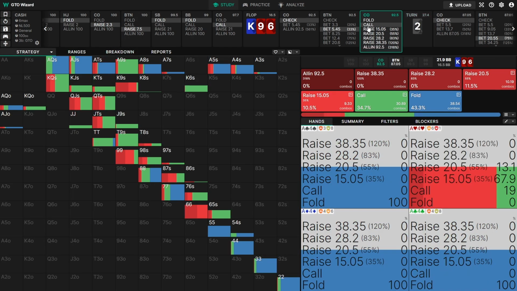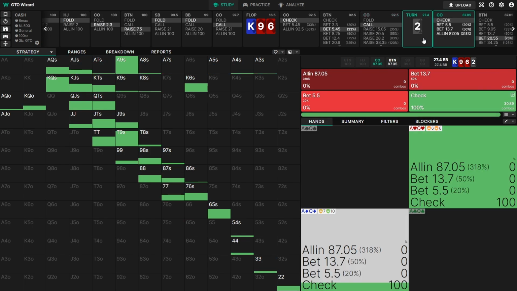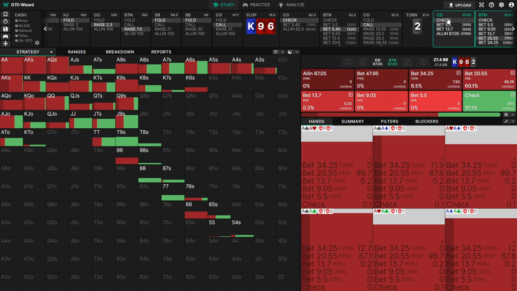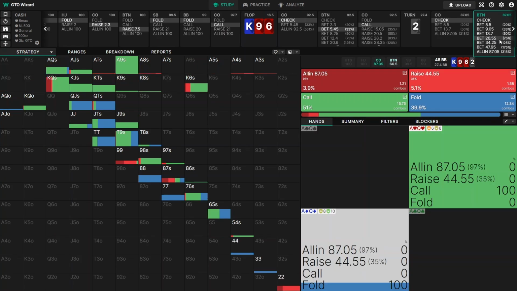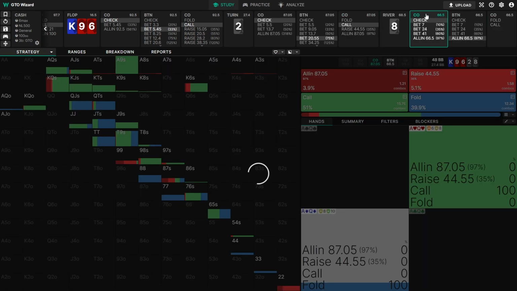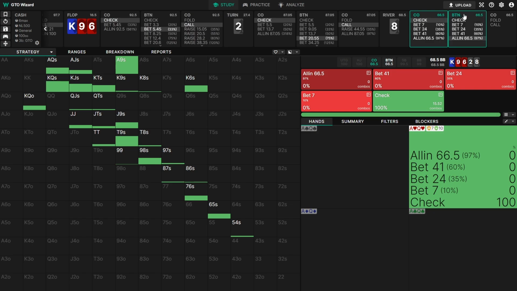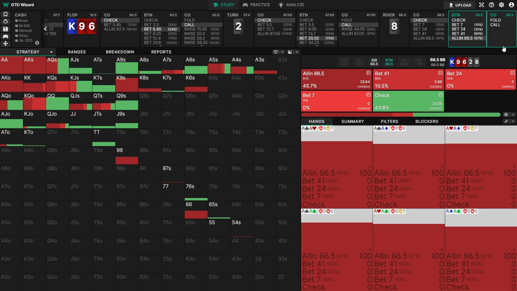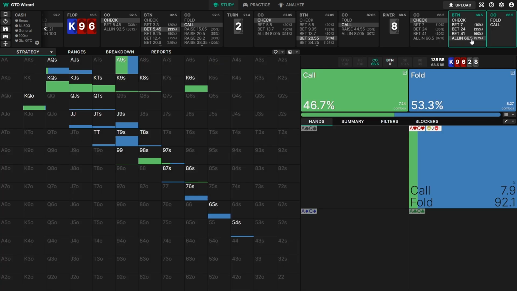All right, so let's go on with the example. We call. The turn is the two of spades. We check. Our opponent bets, let's say 75% pot. And we call. And let's say we get an eight of spades river. We check. The opponent shoves just about full pot. Action's back on us. Now let's take a look at the ranges tab.